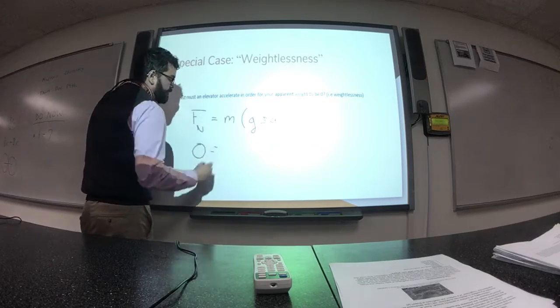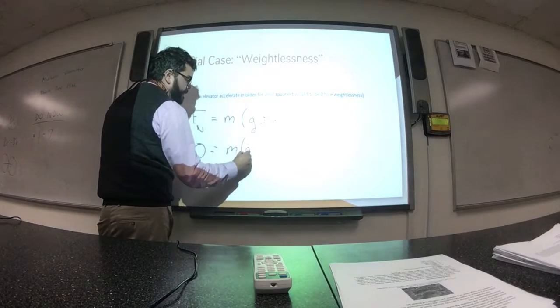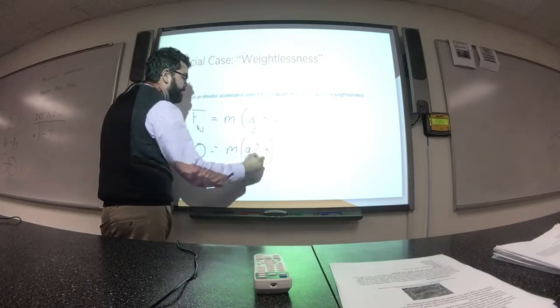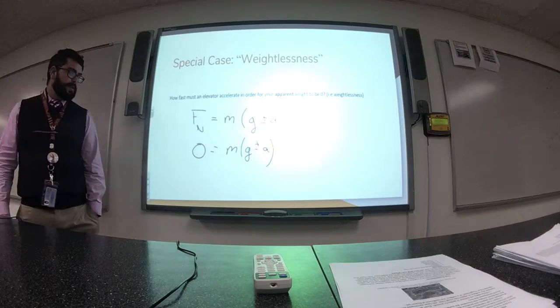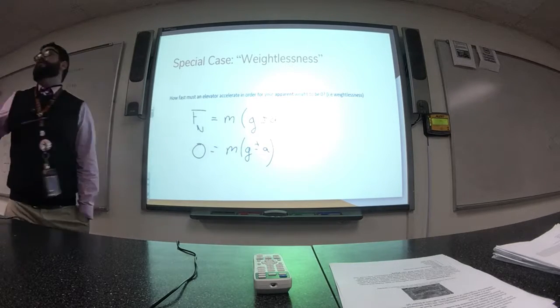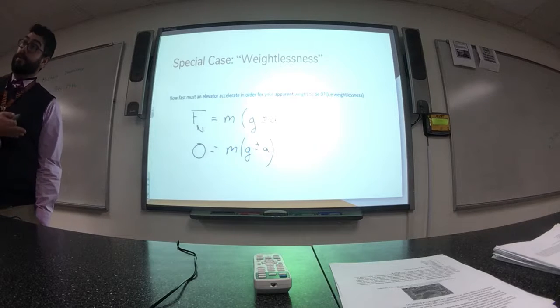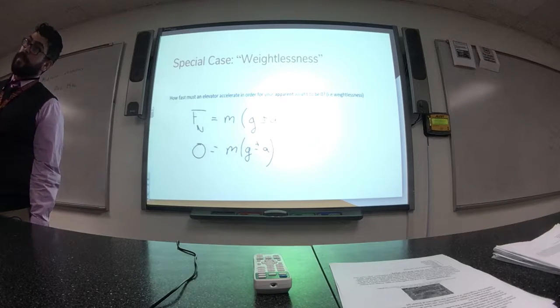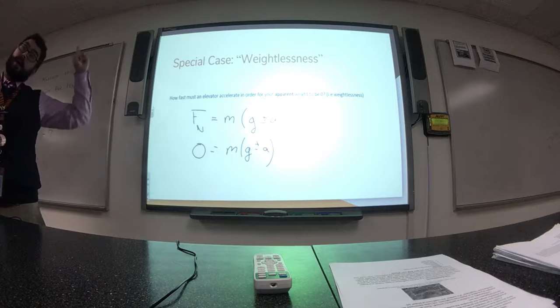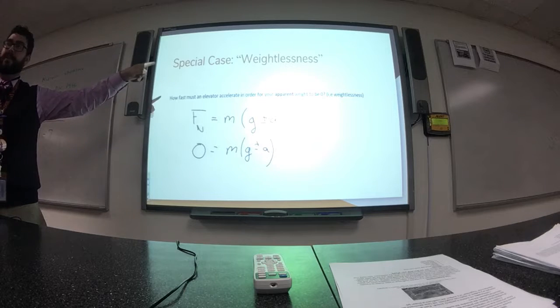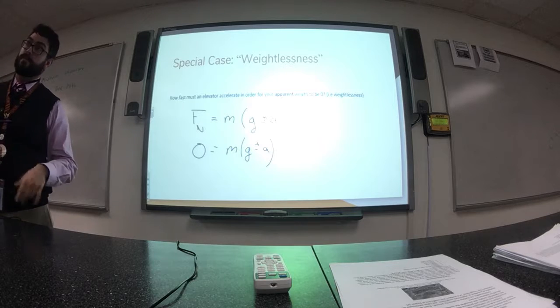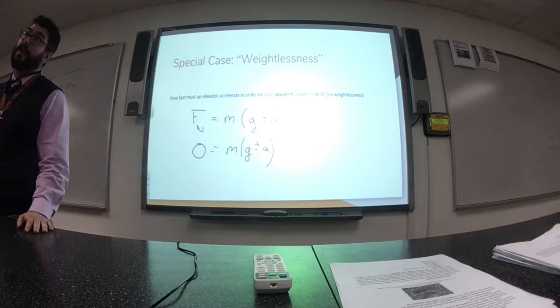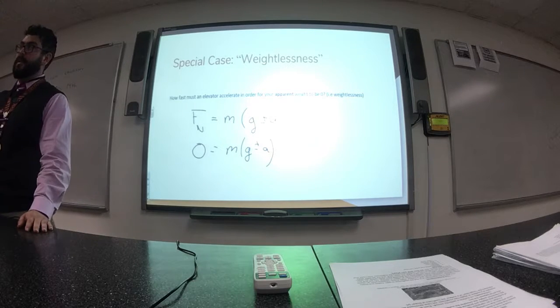So 0 equals mg plus or minus a. To be fair, a could also be 0, but then that kind of tells us some things. So that tells me that either m is 0. Why plus or minus? Well, because if I'm accelerating upwards, then a is positive. If I'm accelerating downwards, then a is negative. And I'm covering my bases.